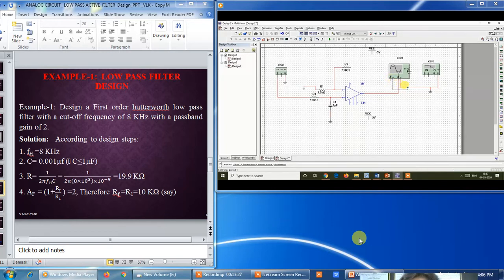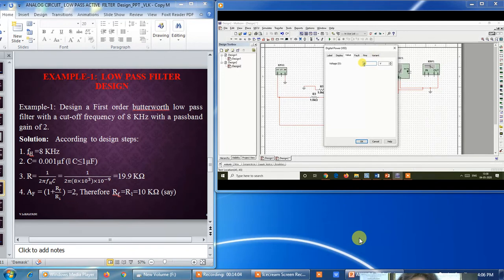And also this is ground, connect to the ground terminal, and the positive terminal of the CRO you have to connect to the function generator input terminal. And this is pin number 7 that is used for plus VCC, and this is pin number 4 of the 741 IC, used for minus VEE, and another terminal of R2 is connected to pin number 6.